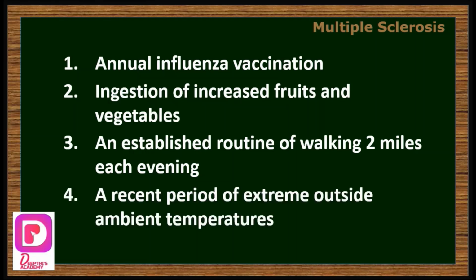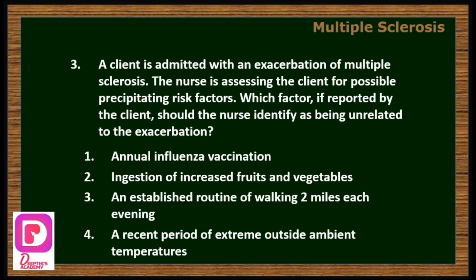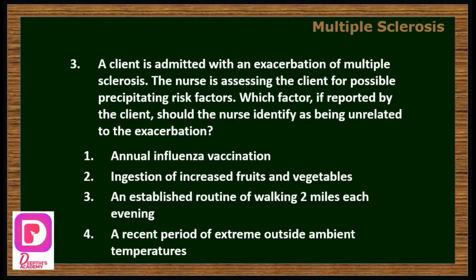The last option, a recent period of extreme outside ambient temperatures. The onset or exacerbation of multiple sclerosis can be preceded by a number of different factors including physical stress, for example, vaccination or excessive exercises, emotional stress, fatigue, infection, physical injury, pregnancy, extremes in environmental temperature, and high humidity. No methods of primary prevention are known.